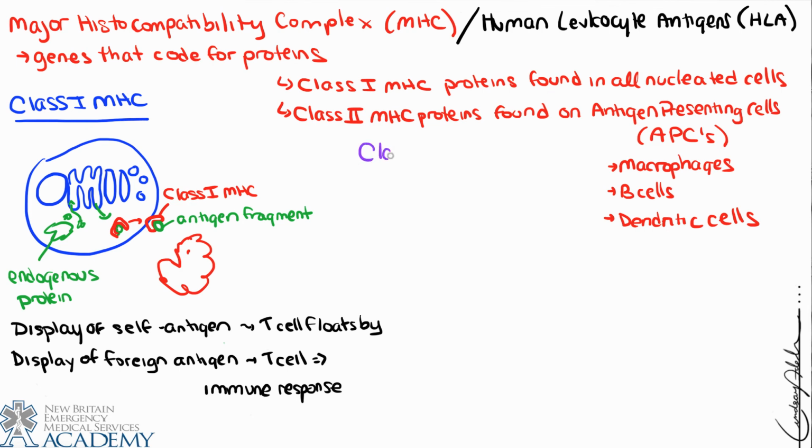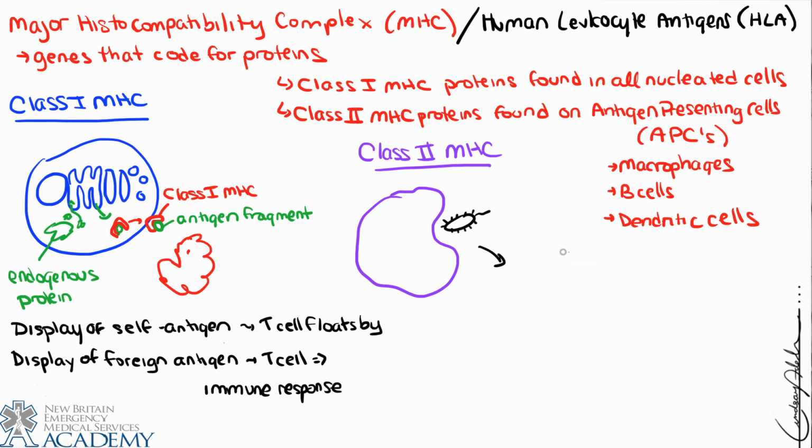All right, so now let's draw another cell. This time we're going to talk about the mechanism for class 2 MHC, and we're going to draw an APC, or an antigen presenting cell. So let's pretend this is a macrophage, and the macrophage encounters a bacteria. So this is a bacterial cell, and the macrophage is going to engulf the bacterial cell by phagocytosis.